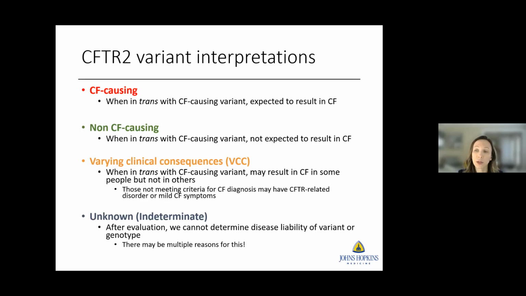But the important thing to note is when you look up a variant on our website and it says unknown or indeterminate, it means we have studied it. If you cannot find a variant on our website, it means we haven't studied it yet. So those are also unknown, but in a different way. And right now we have 466 variants available for search online.